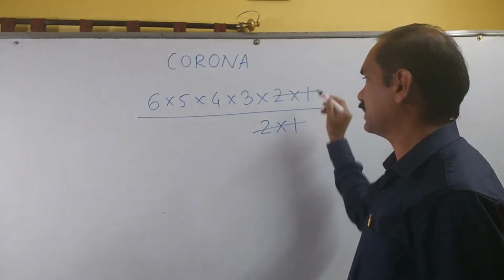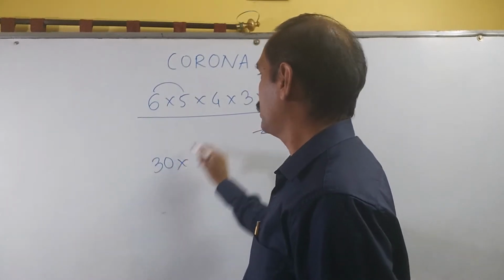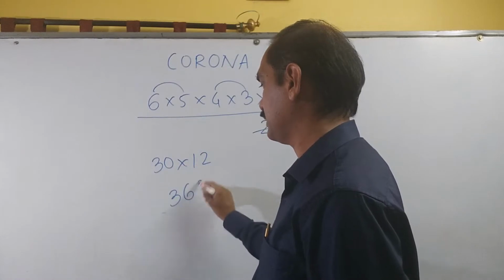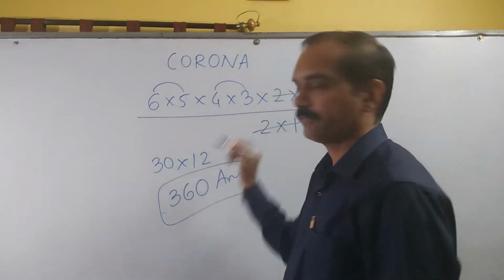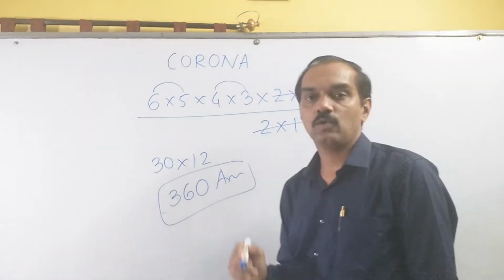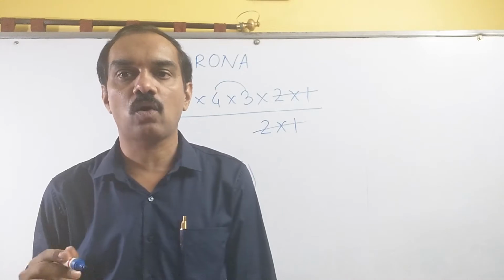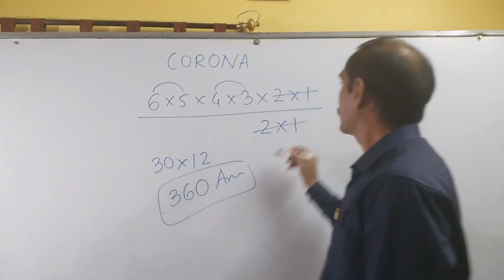2, 1, 2, 1 will get cancelled. 6 5s are 30. 4 3s are 12. 12 3s are 36. Then this 0. The final answer is 360. So we can write down 360 different words by using all the letters of the word Corona.